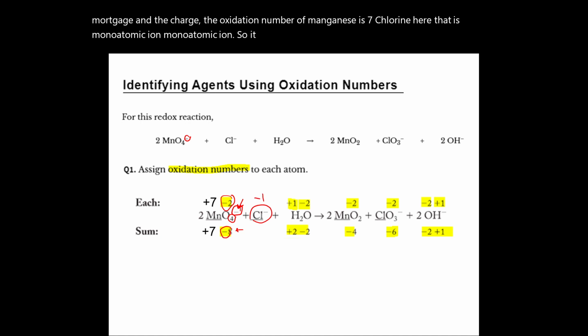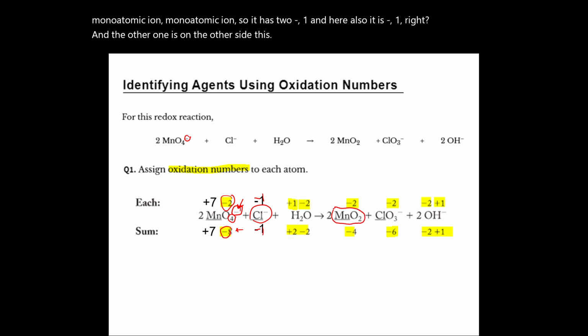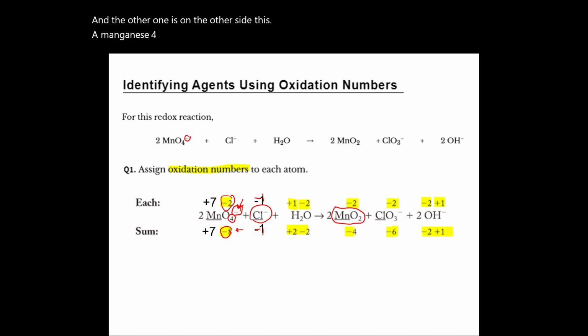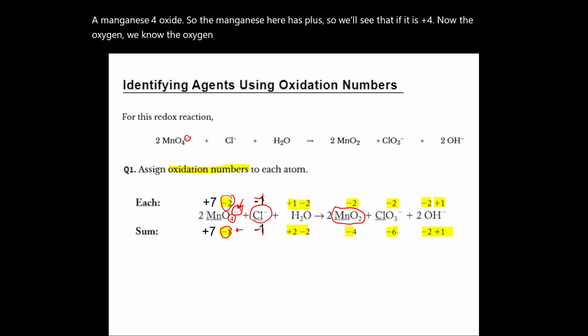So it has to be -1, and here also it is -1, right? The other one is on the other side, this manganese 4 oxide. So the manganese here has plus. So we'll see that it is +4. Now the oxygen, we know the oxygen is -2 because we got 2. We got 2 here, so you multiply it by -2, so you come up with -4.